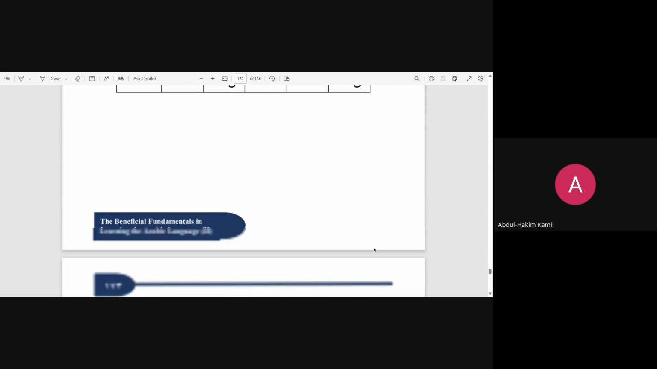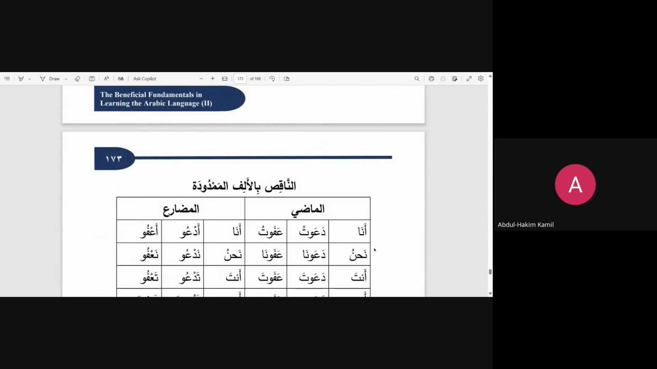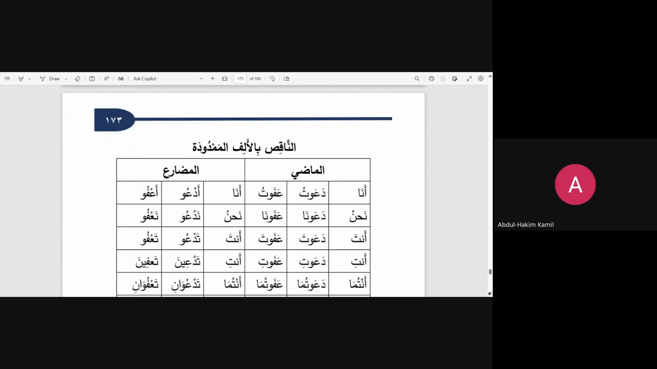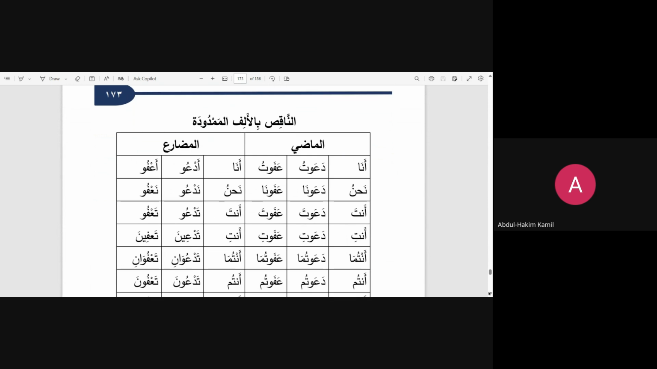Sayyid, let's look at the mudari. Ana? Ad'u. Nahnu? That waw was the original word. Anta? Anti? We had a Dhamma. Dhamma, Dhamma, Ad'u, Nad'u, Tad'u, and Tad'ina. What happened to the Dhamma? What happened to the Dhamma?